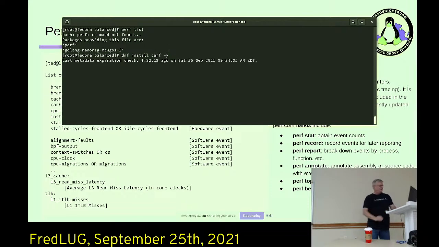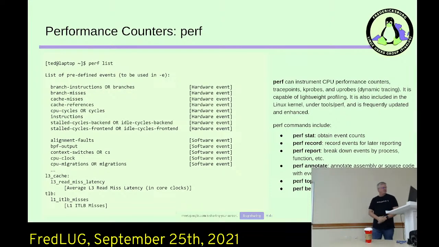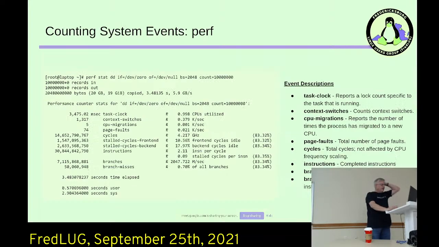All right. So performance counters, you can use the perf utility to do performance counters. It has a list of defined events that can take place. Perf can instrument CPU performance counters, trace points, kprobes, and uprobes for dynamic tracing. Ooh, okay. So perf, cool utility. Check it out.